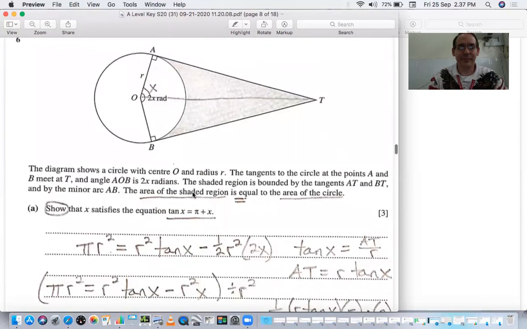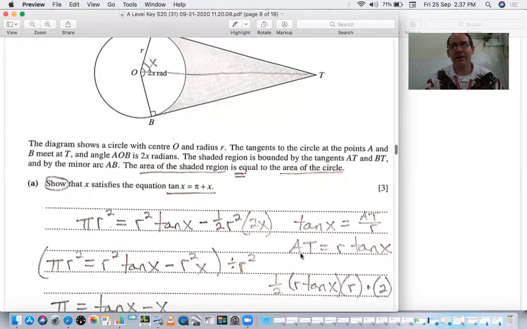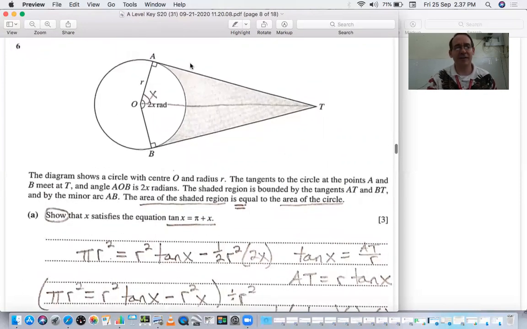So, first we need to find the length of one of these sides. So tangent of x, here's x. Coming from the perspective of x, this is opposite over adjacent. So tan of x equals AT divided by r. Therefore, AT equals r tan x. You could write r tan x up here.